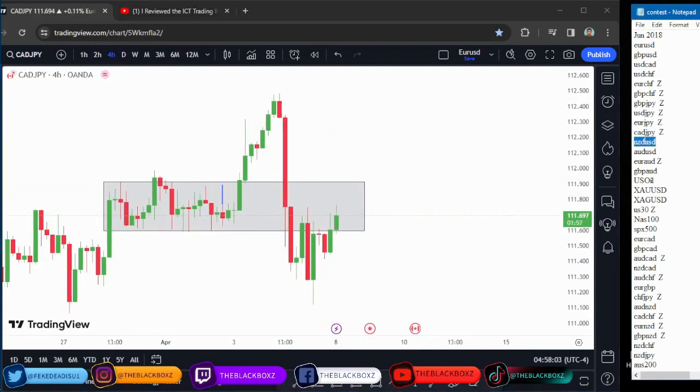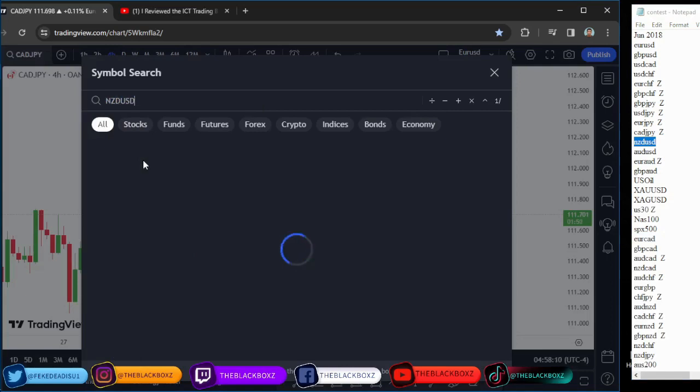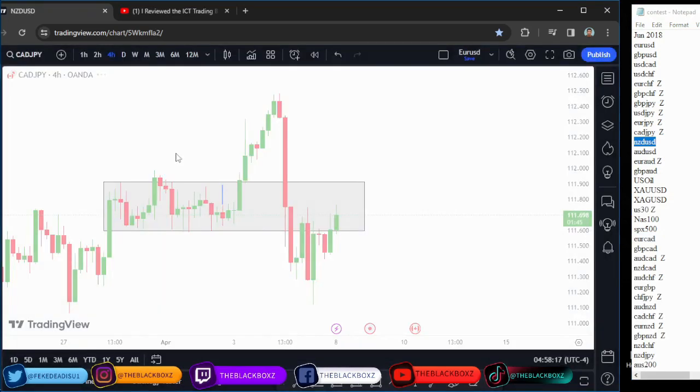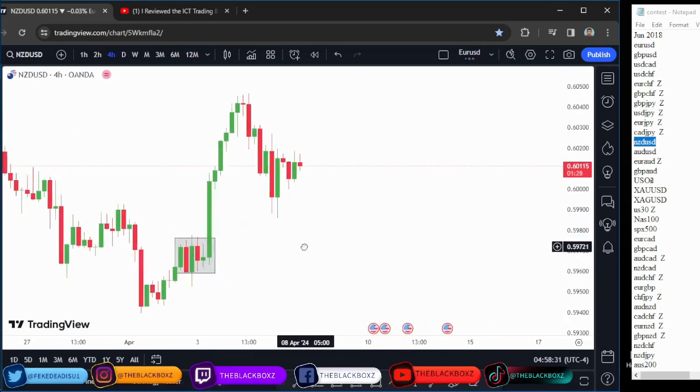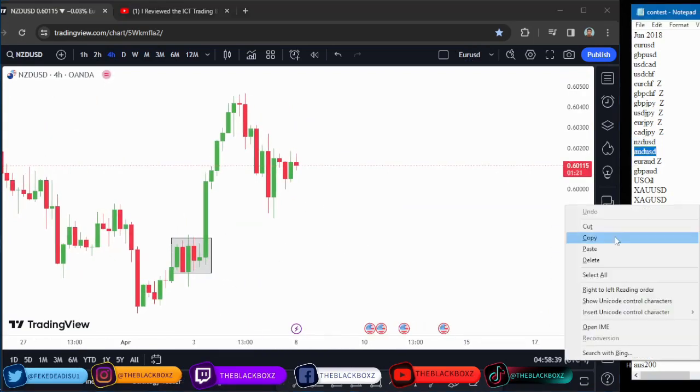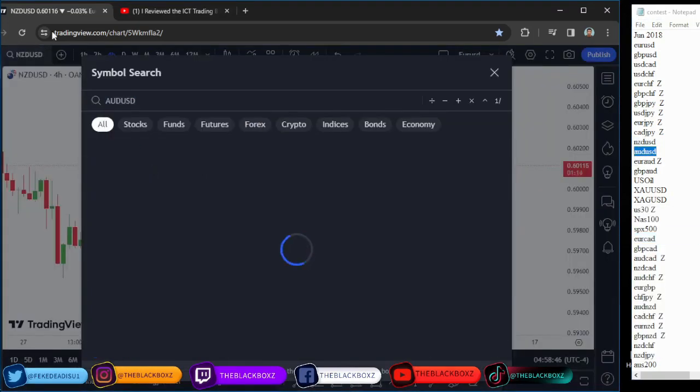TP hit, and finally now it is coming back up to make the fourth model. But we don't trade the fourth model, so no one cares. This is Kiwi dollar, New Zealand dollar versus US dollar, no setup at all.